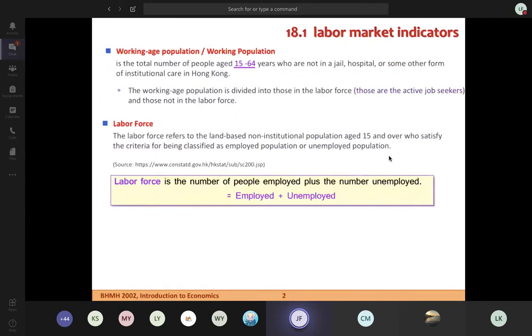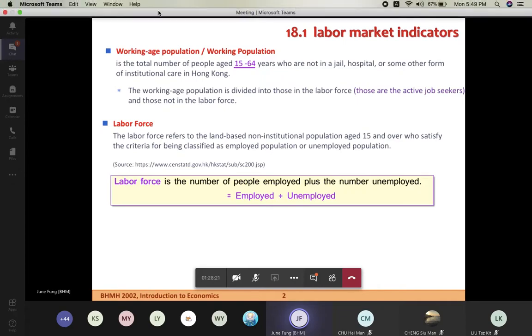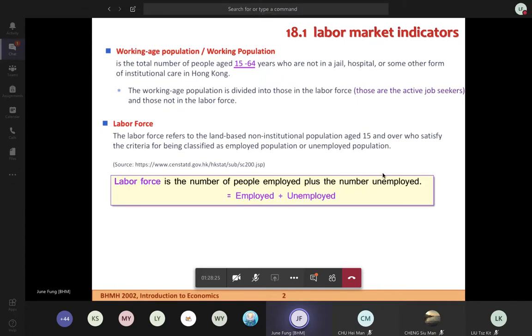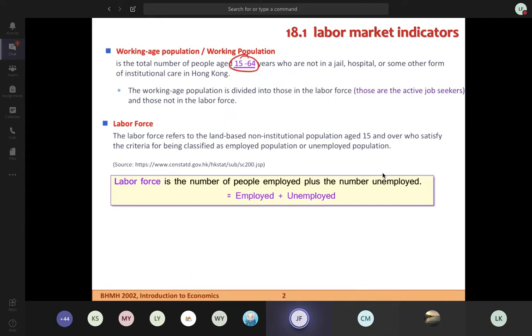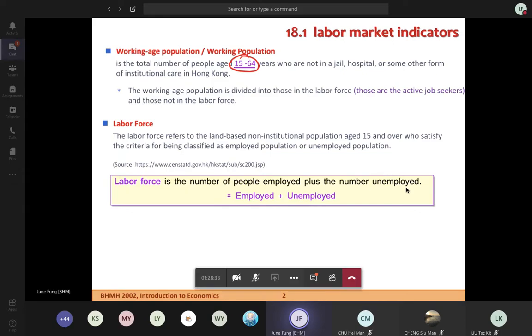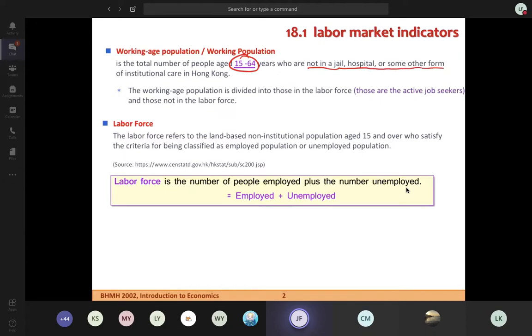So the first term, we look at it from different angles, so we calculate different figures. The first one is working age population. What is the meaning of working age population? Whenever you are in the age of 15 to 64, and you are not in jail, in hospital or in other forms of institutional care in Hong Kong, such as psychiatric hospitals, rehabilitation centres or elderly homes, then you are included in the working age population.